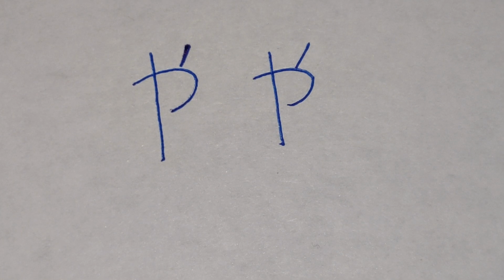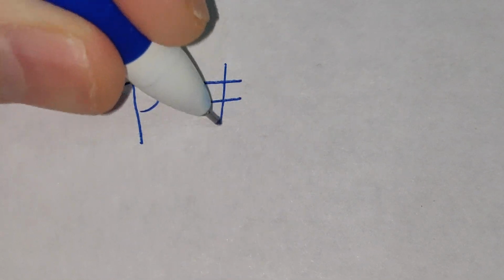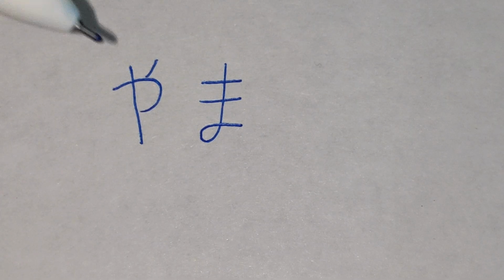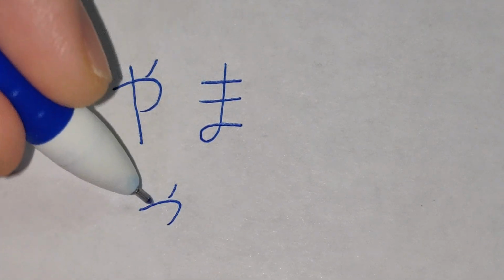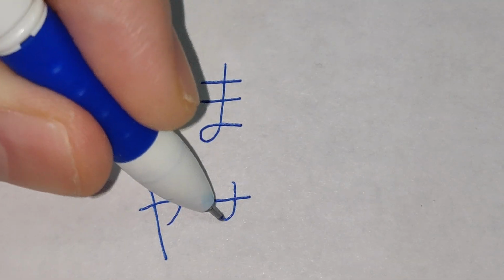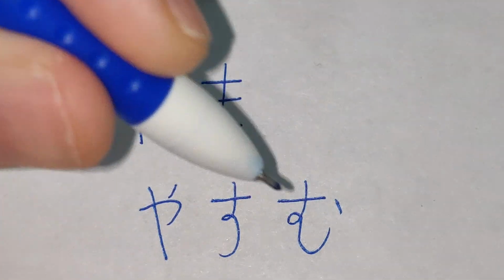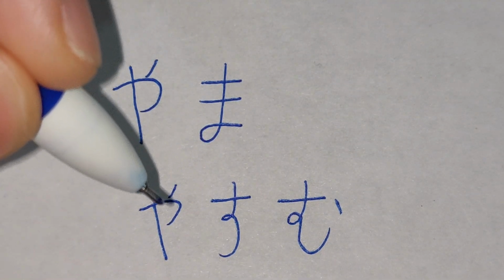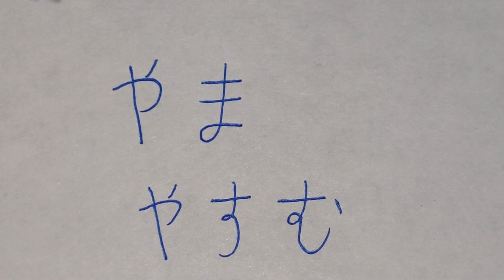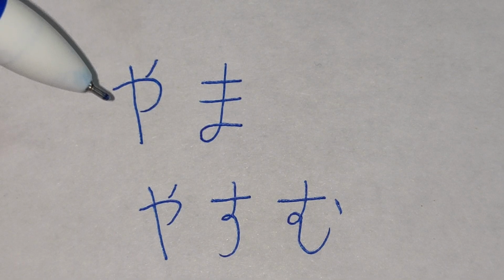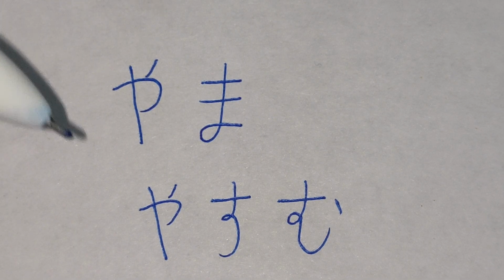Here are some examples. Yama means mountain. Yasumu means to rest. It's actually where oyasumi nasai is used, which means good night. Yama, yasumu.